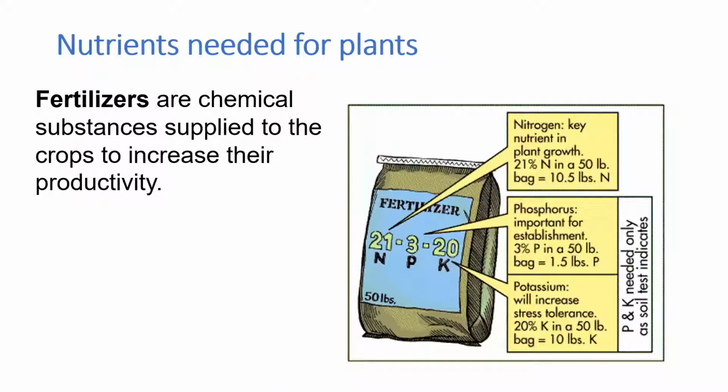We also learned that fertilizers are added to plants to increase the crop productivity. The composition of fertilizers differs. Different plants require different amounts of fertilizers. The main composition of fertilizers are nitrogen, phosphorus and potassium.